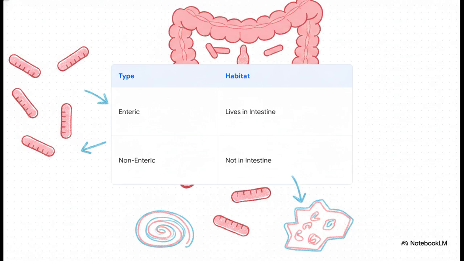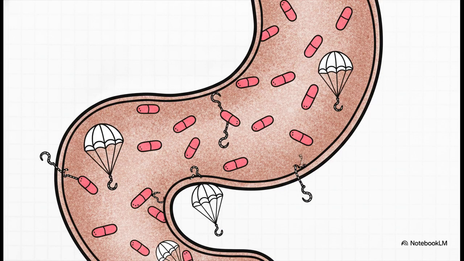Okay, let's swing over to the pink side of the map, the gram-negative bacilli. For these pink rods, scientists use a totally different dividing line. It's all about location, specifically the human intestine. They're categorized really simply as enteric, meaning they live in the intestine, or non-enteric, meaning they don't. Now, that enteric branch is packed with notorious bugs.